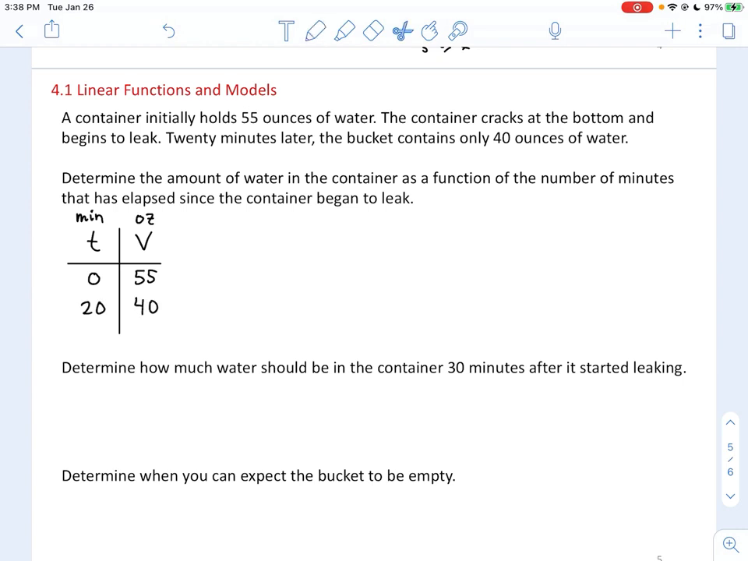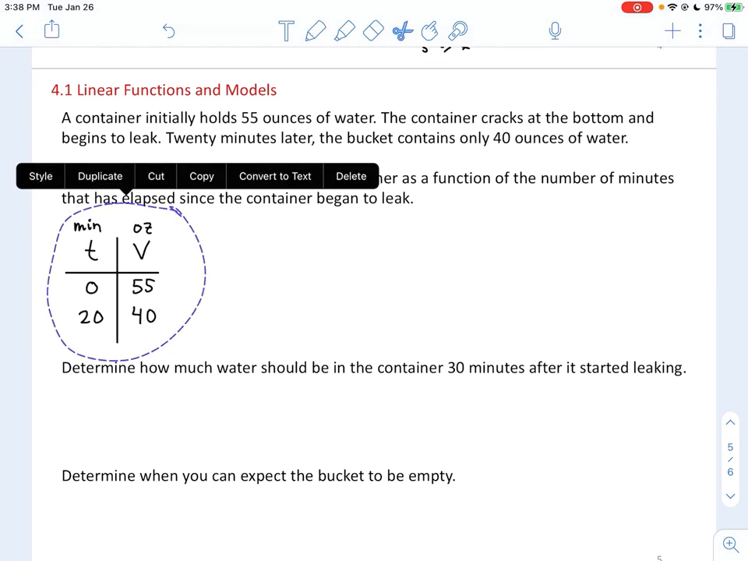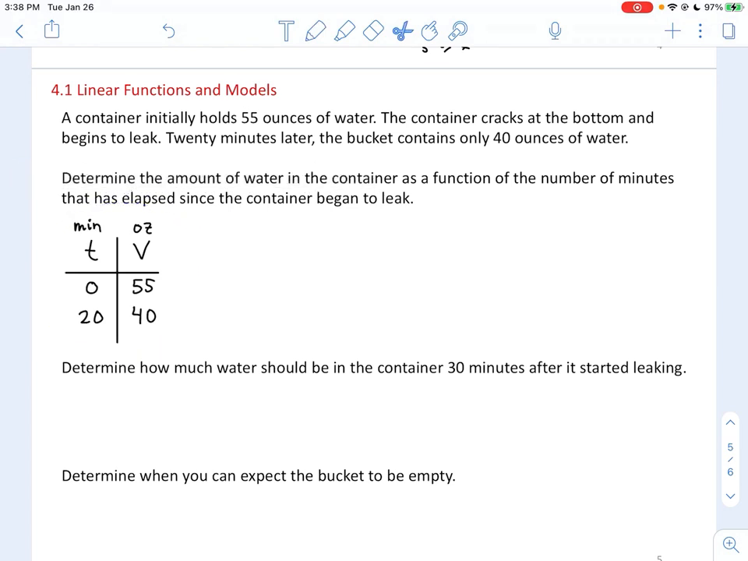Okay, so in order to create a linear equation that's going to model this, we have to make an assumption that's not stated here. We have to assume that the water is leaking at a steady rate, that it's losing the same amount in the same amount of time, that it's not speeding up or slowing down how much water it loses per minute.